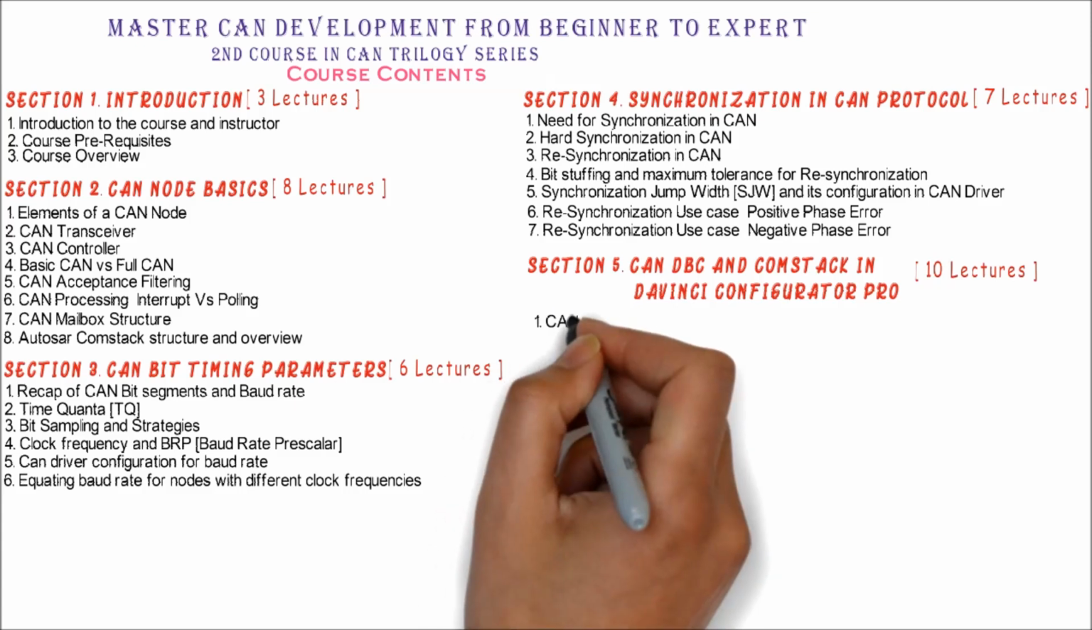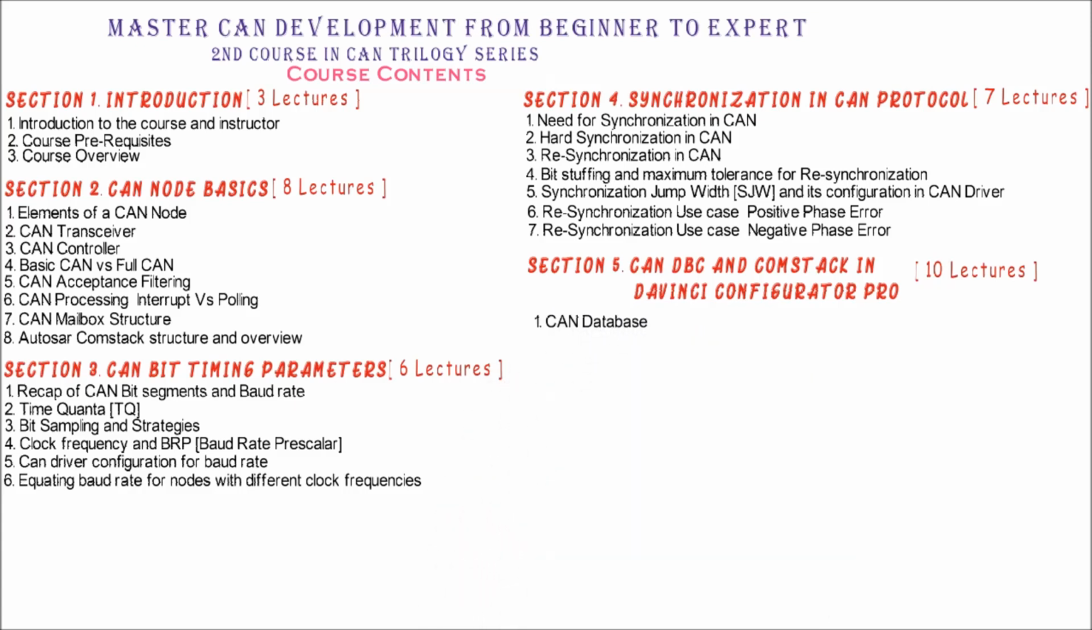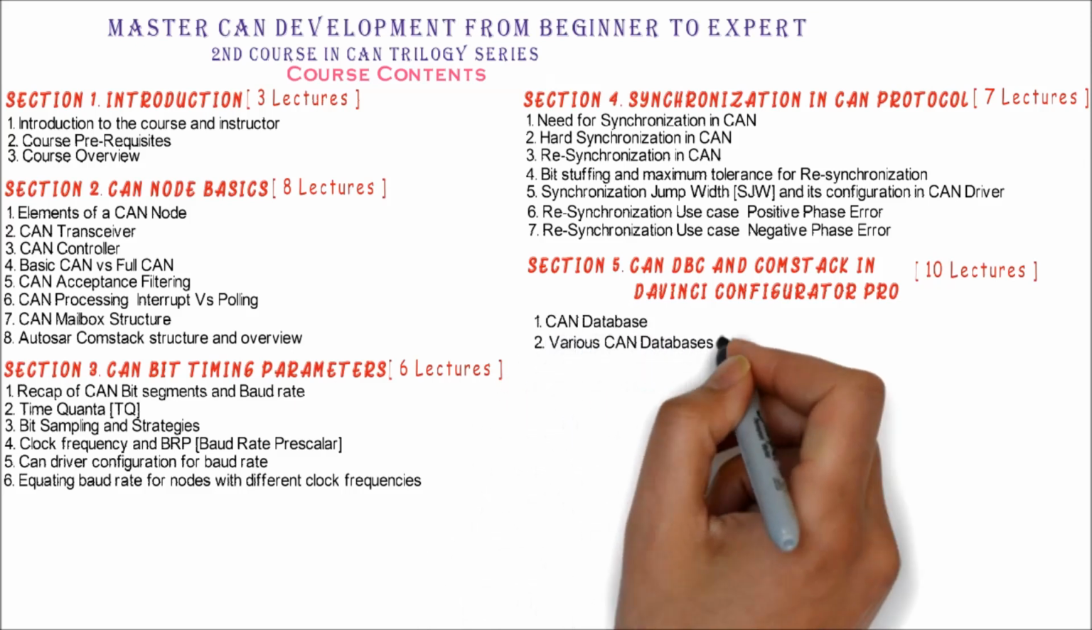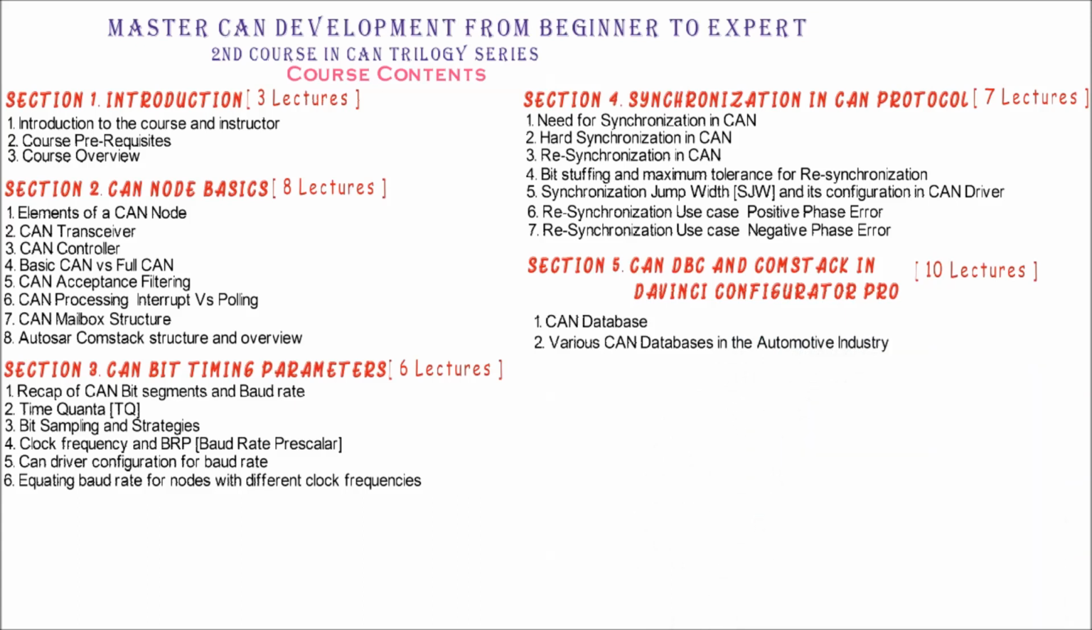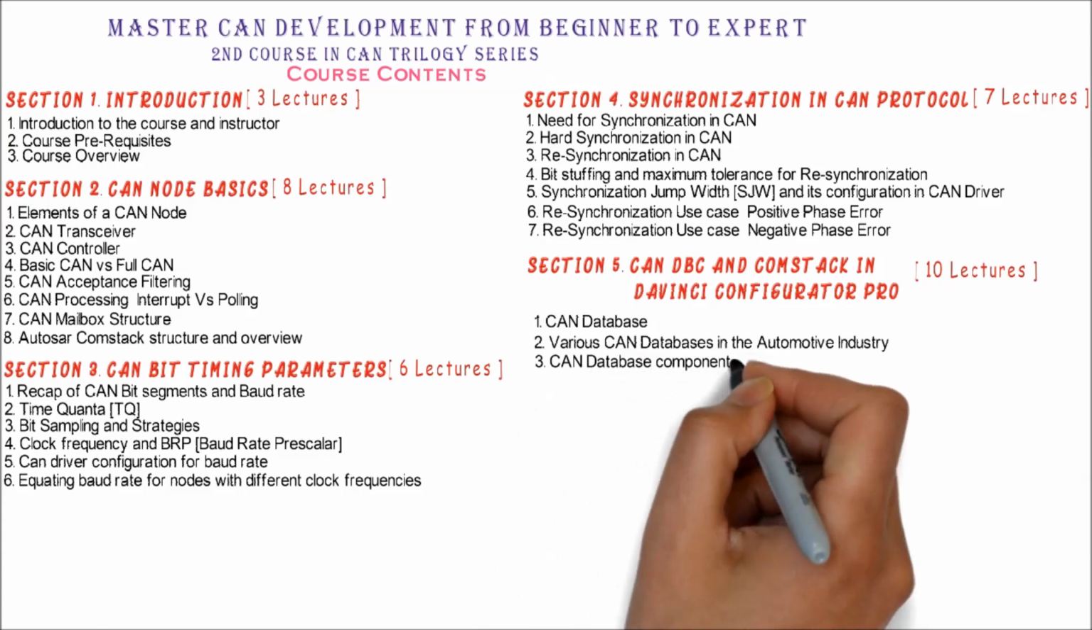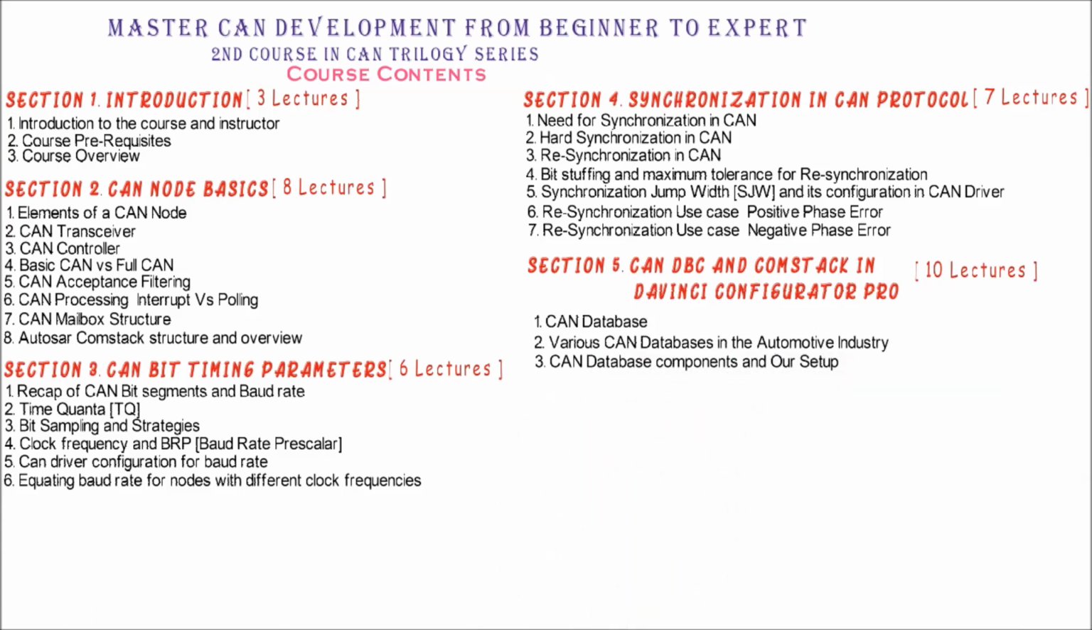The first lecture is about the CAN database. Here an introduction to CAN databases is given. The second lecture is various CAN databases in the automotive industry. Here the overview of different CAN databases used in the industry is explained in detail. The third lecture is the CAN database components and our setup. So we have given a detailed look at the components of a CAN database and our specific setup which we will be using for the demonstration of DBC etc. in the next lectures is explained in this lecture.